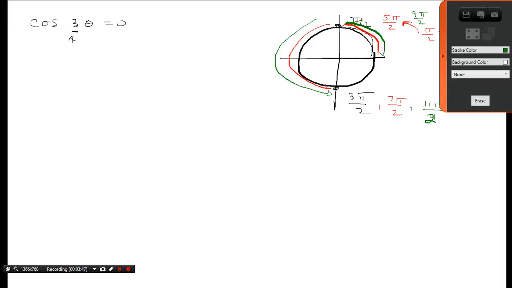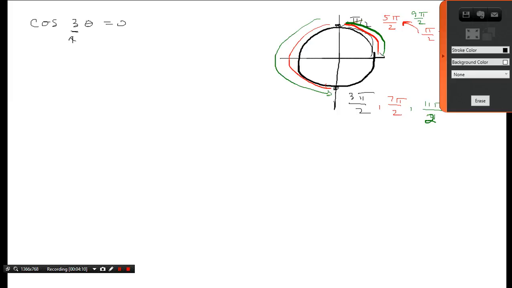Okay? So now the question is what the heck did I just do all this for? Well, the reality is that 3 theta makes this thing go 3 times as fast. And they ask us for the primary solution. That means all of our answers have to be inside that first lap. Well, good news is this.